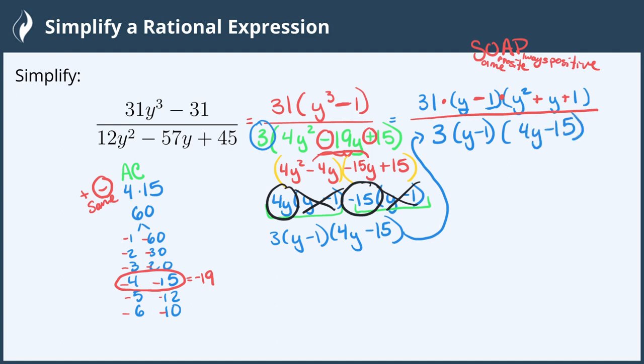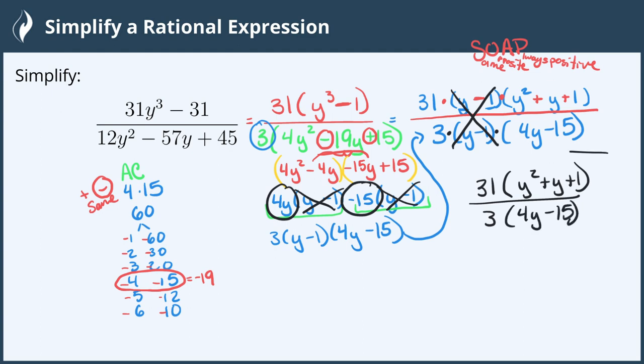Now that we have factors and there's a multiplication in between each of those to prove that they are factors, I can look and see if there's anything in common with the numerator and denominator to see if we can cancel anything out. And in this case, y minus 1 cancels, and it looks like that's it. So we're left with 31 times y squared plus y plus 1 over 3 times 4y minus 15. We've now simplified this rational expression, and we're all done.